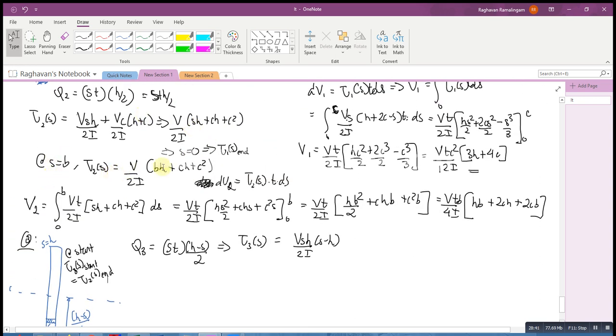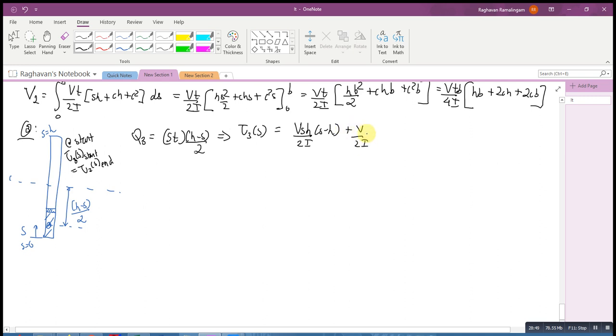So at the end, t2 of s is this value, V by 2I into bh plus c squared, plus V by 2I into bh plus ch plus c squared. Or in other words, simplifying it, I get V by 2I into sh minus s squared plus bh plus ch plus c squared. Of course, when s equal to 0, this and this will go, and I get V by 2I into bh plus ch plus c squared, which is equal to tau 3 of s is equal to tau 2 of s end.